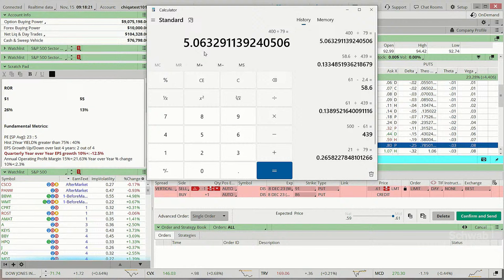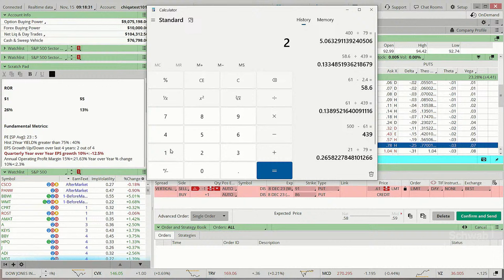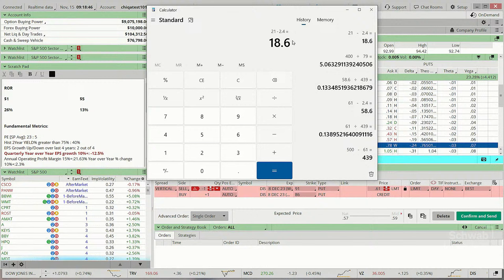So let's start off with our credit. If our risk was 79, our credit was 21, right? So we got 21 right here. I'm going to subtract from that $2.40 for the transaction fees. That leaves us with a net credit of 18.6. We're going to do five of these though, so I'm going to take that 18.6 and multiply it by five.